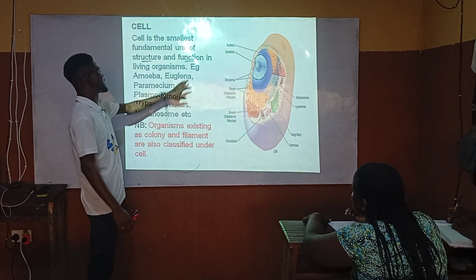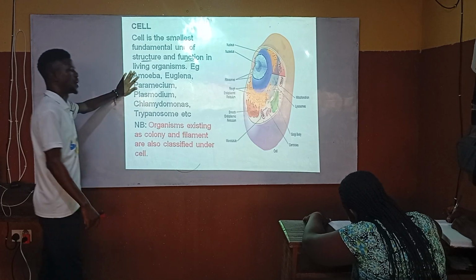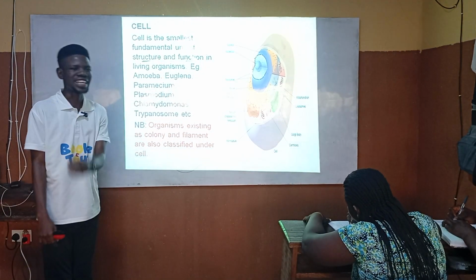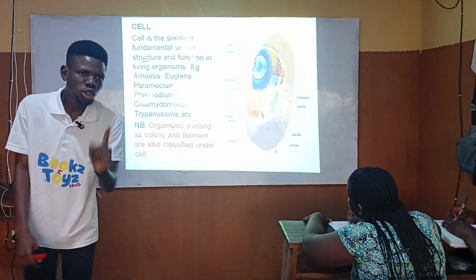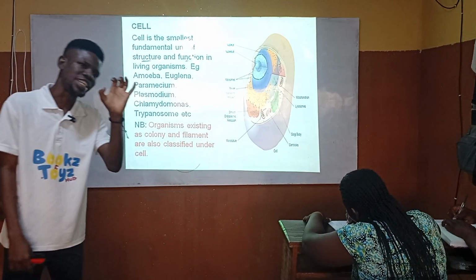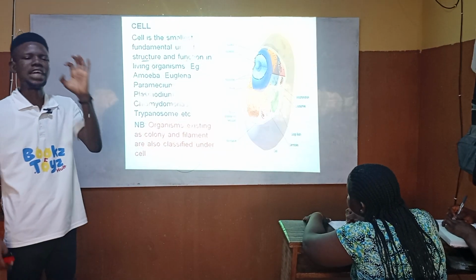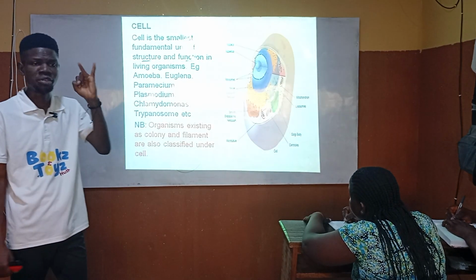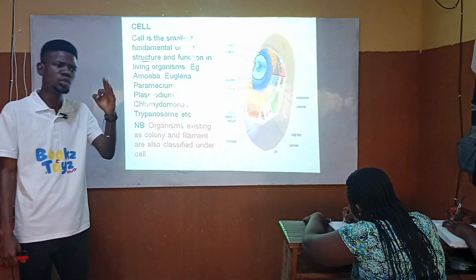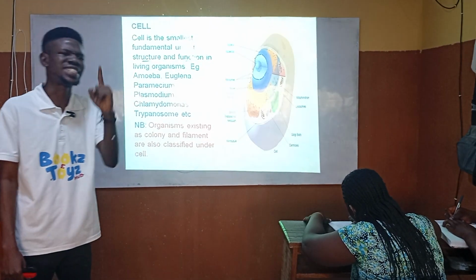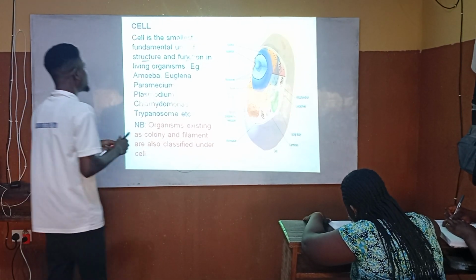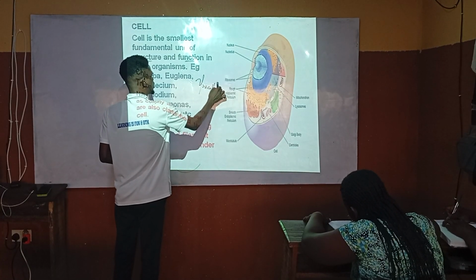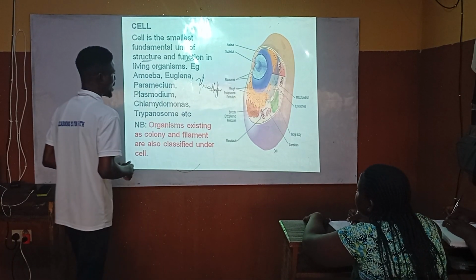Then we outline some examples of cells. We have amoeba. Take note, amoeba is an organism that exists as one cell. Just one amoeba cell can exist alone. That one cell can do different functions. That one cell can move, feed, and reproduce. So it's existing as a single-celled organism. Therefore, we call them unicellular organisms. Are we clear?